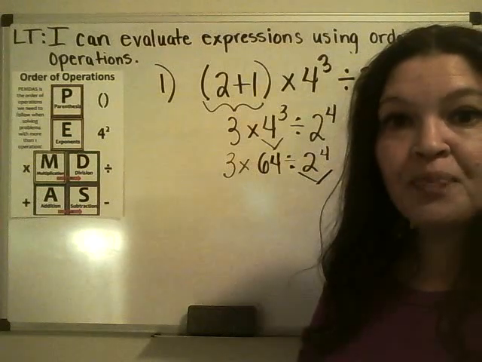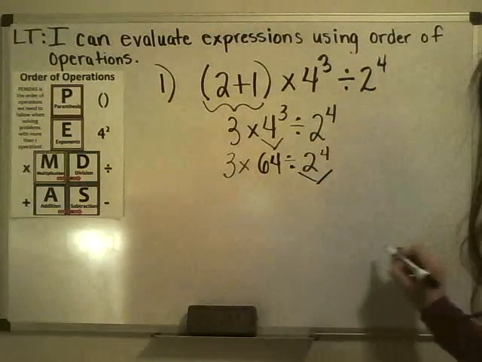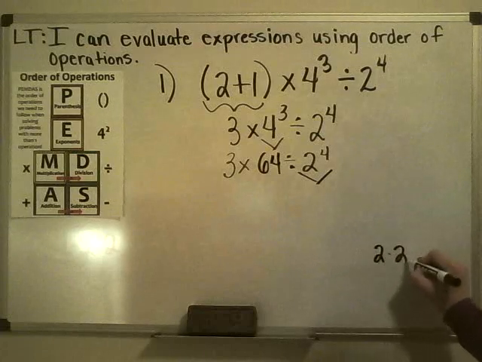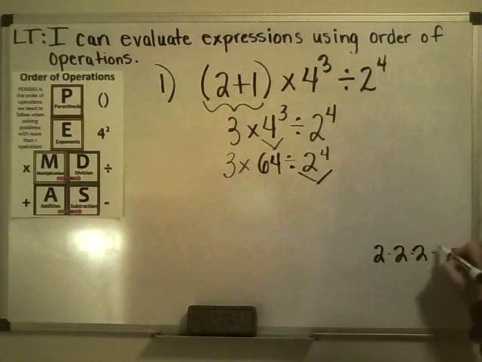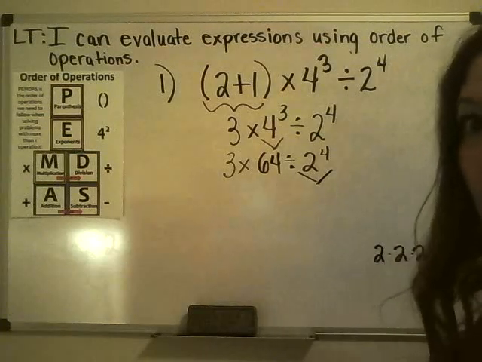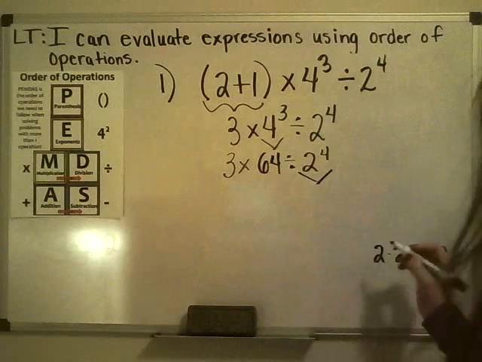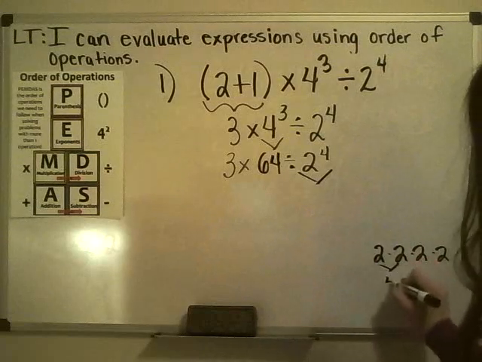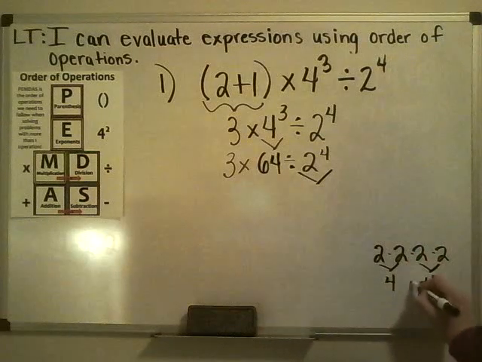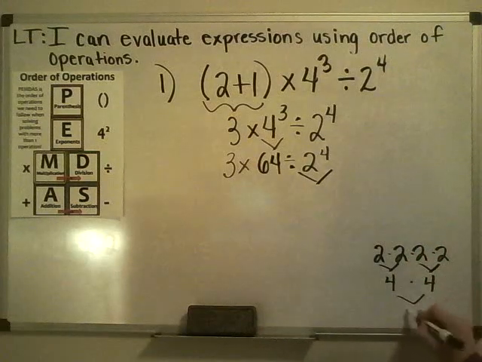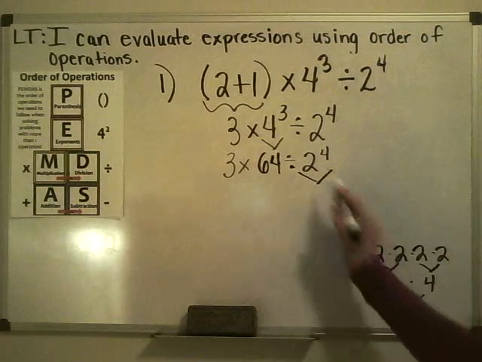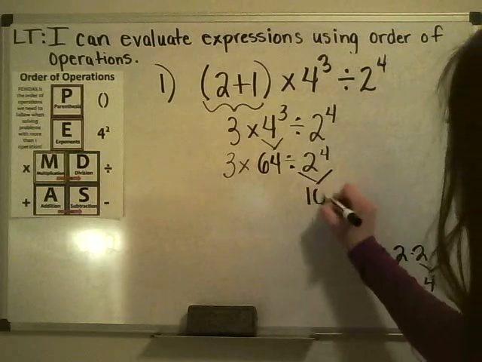That means 2, let's see where we can do it. Let's do it right here. 2 times 2 times 2 times 2. Now here I like to do a little grouping so that we can do it faster. So 2 times 2, that's 4. 2 times 2, 4. And 4 times 4 is 16. So that 2 to the 4th power is 16.